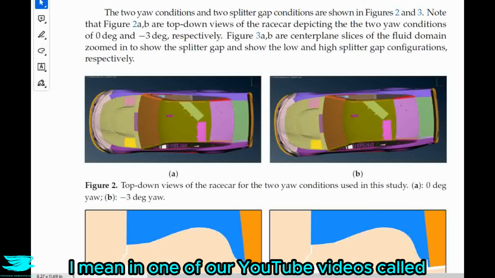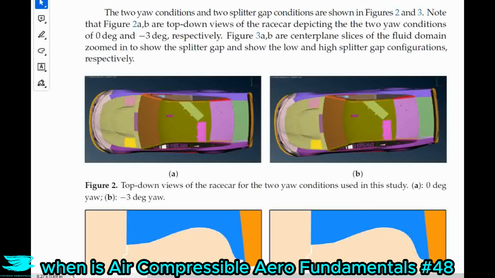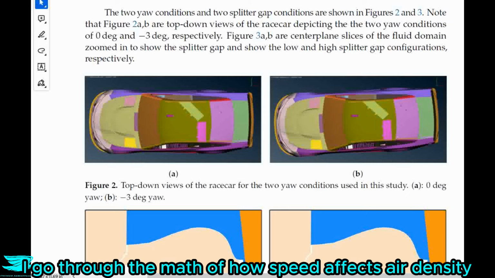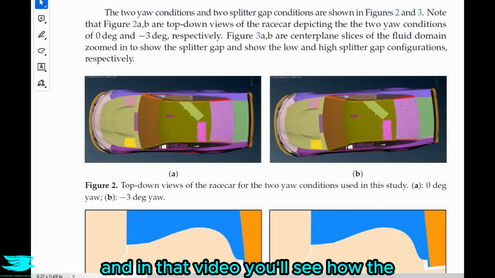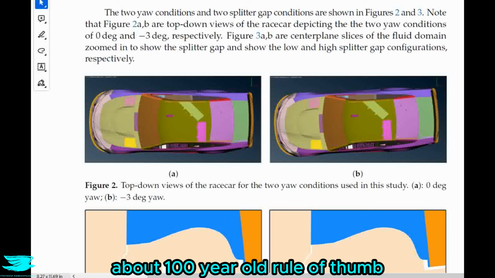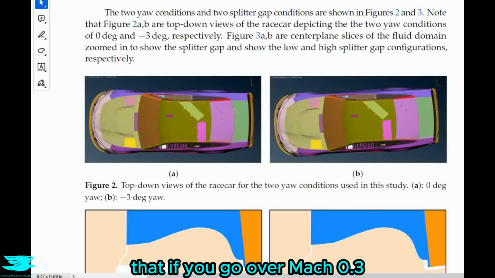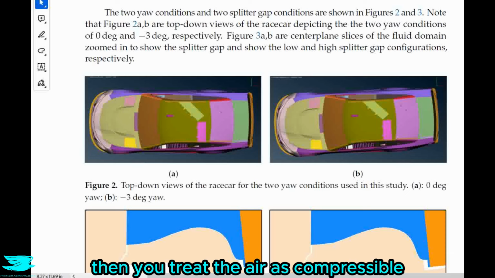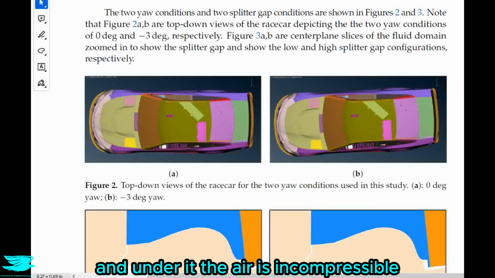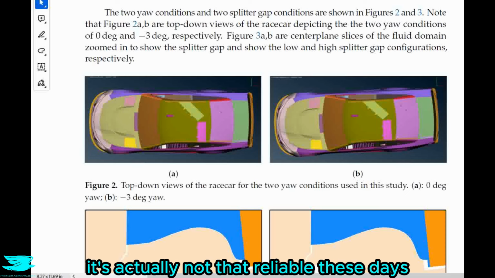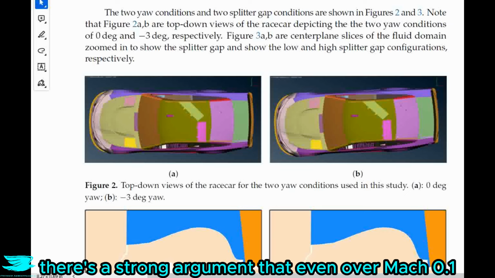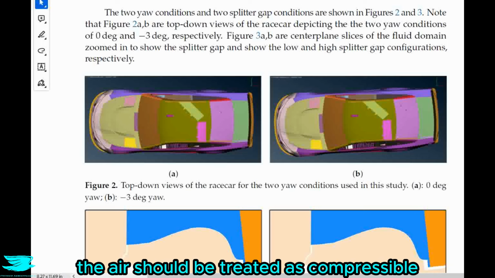I mean, in one of our YouTube videos called When is Air Compressible? Aero Fundamentals number 48, I go through the math of how speed affects air density, and in that video, you'll see how the about 100-year-old rule of thumb that if you go over Mach 0.3, then you treat the air as compressible, and under it, the air is incompressible. It's actually not that reliable these days. In fact, there's a strong argument that even over Mach 0.1, the air should be treated as compressible.